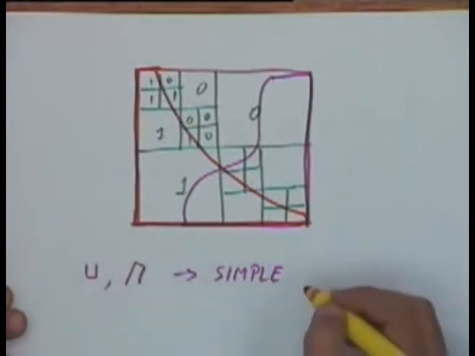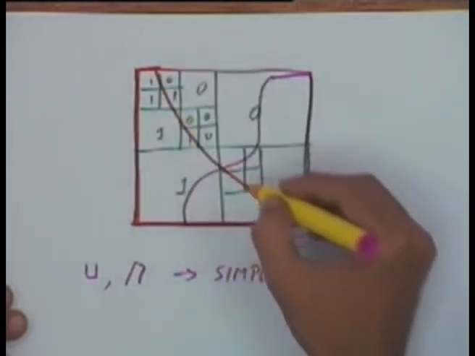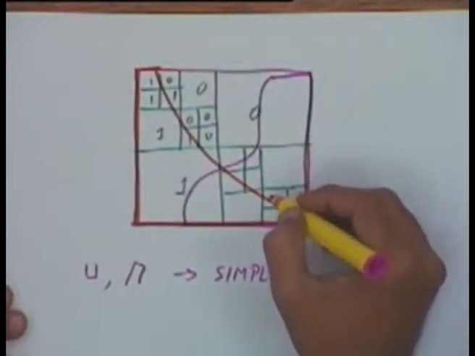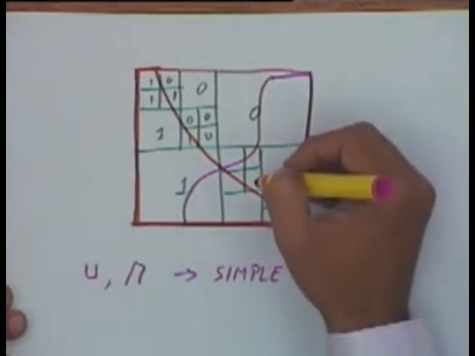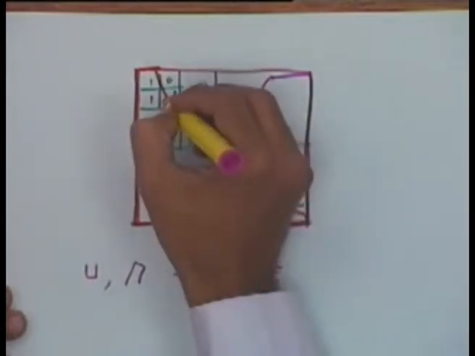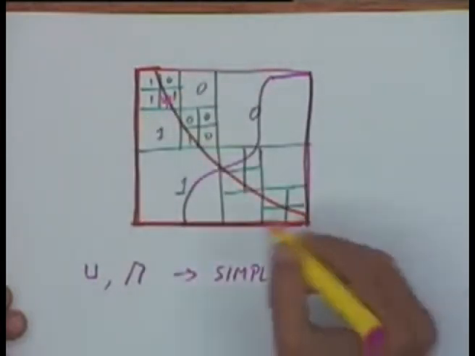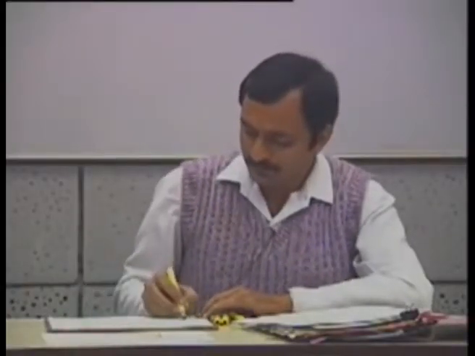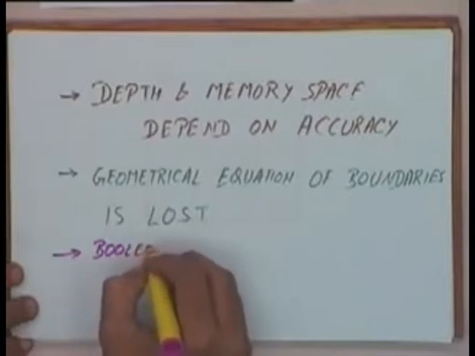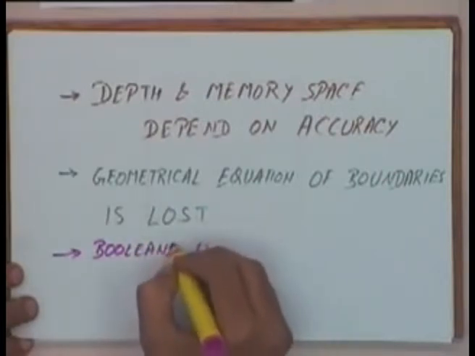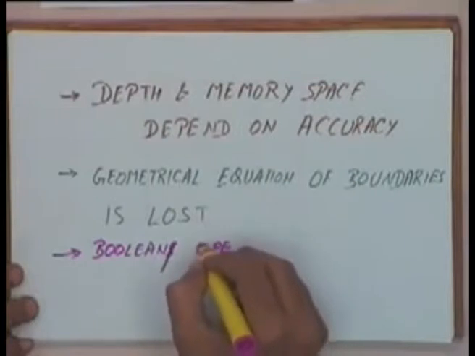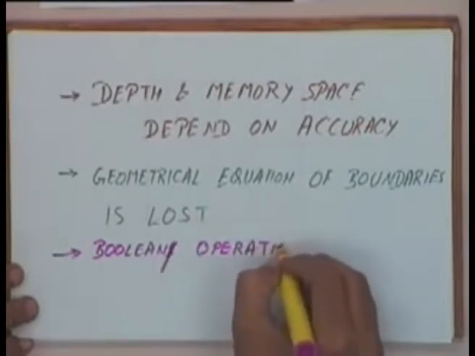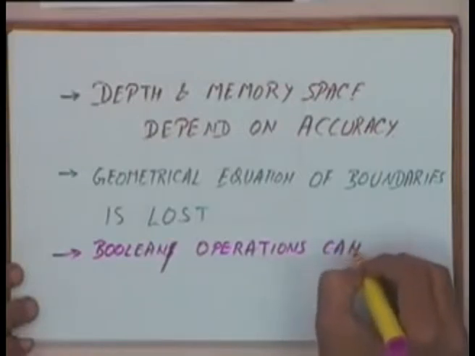But again the time that these algorithms will take will depend on the resolution that we have chosen. Because if we have chosen a very fine resolution, my algorithm might still take a very long time because I have divided into very small cells. So the time involved might be large, but the algorithms are going to be very simplistic. We say Boolean operations can be implemented easily.